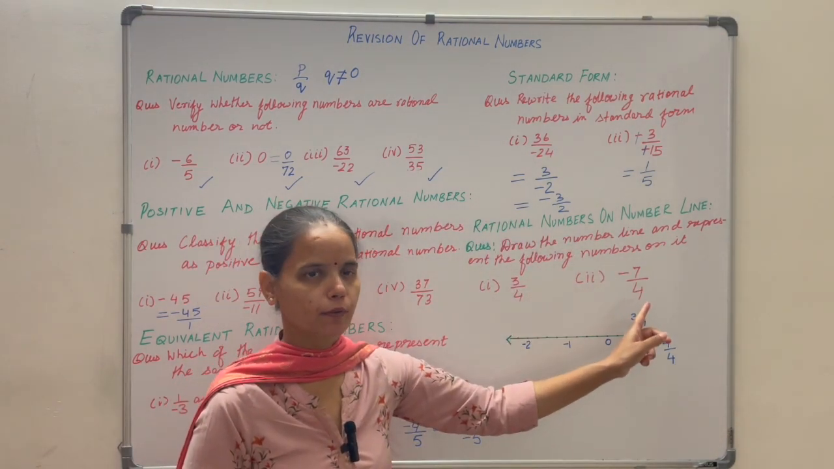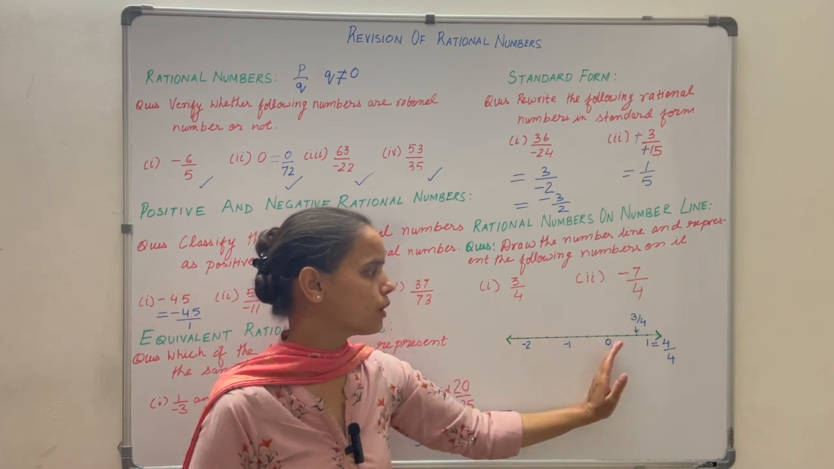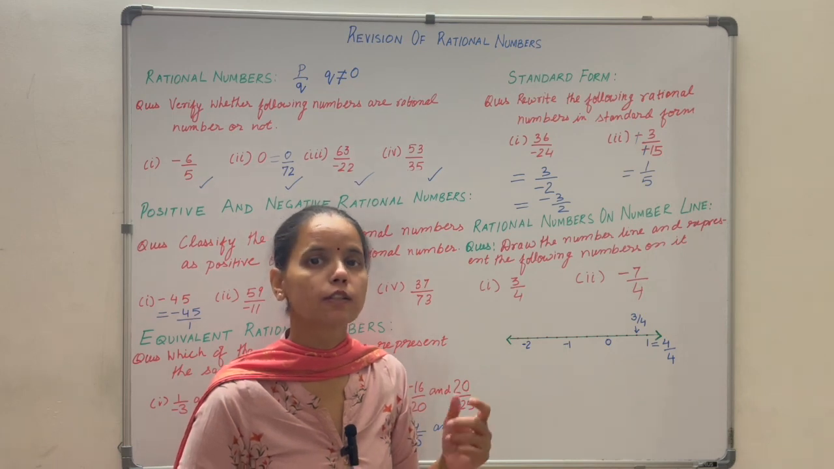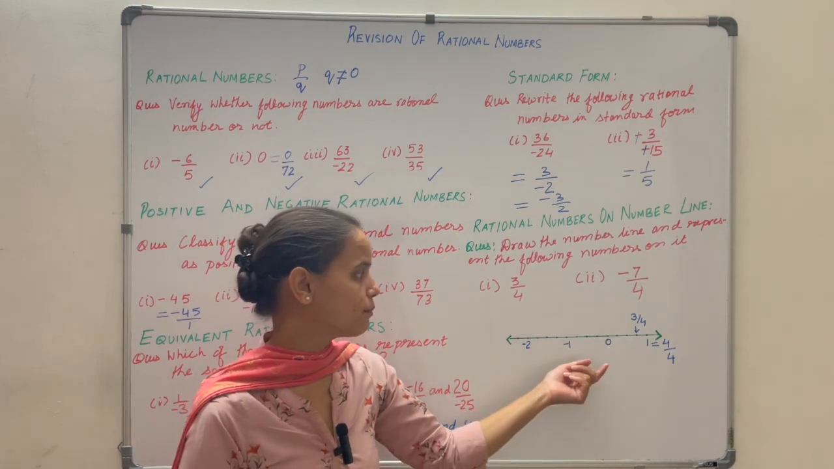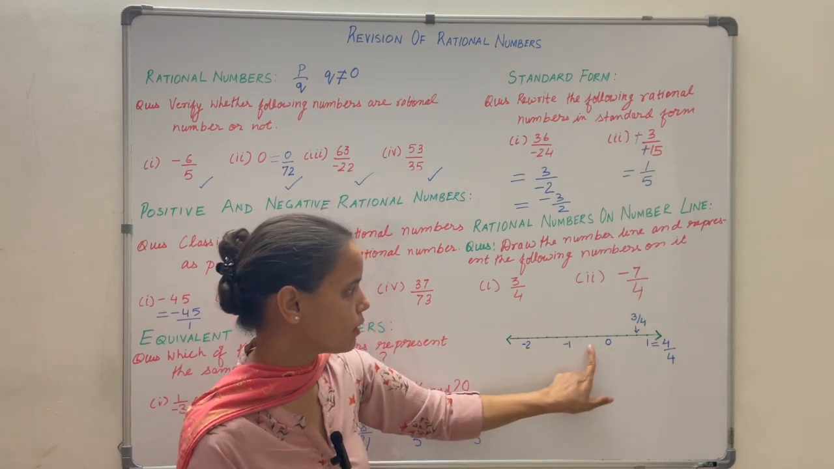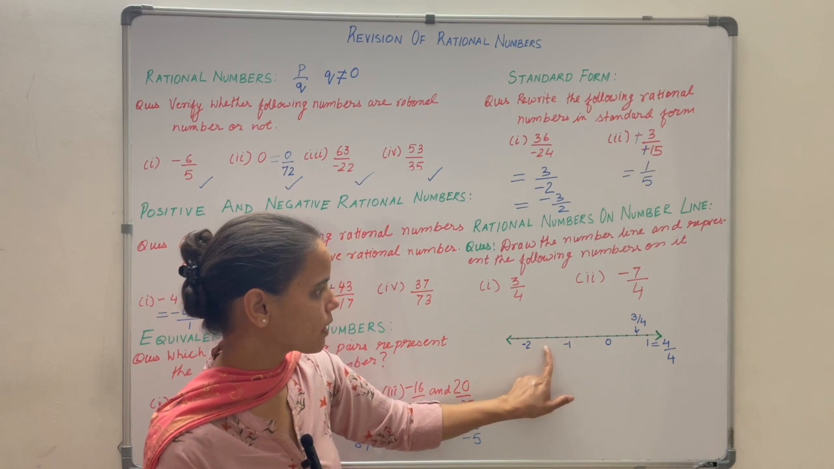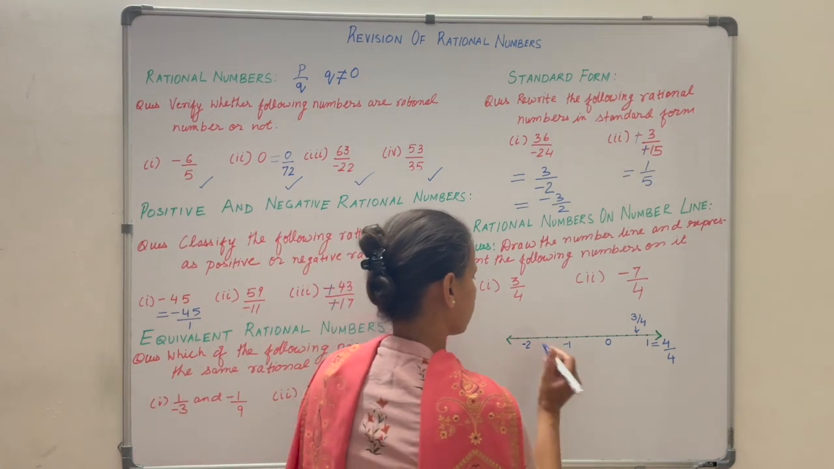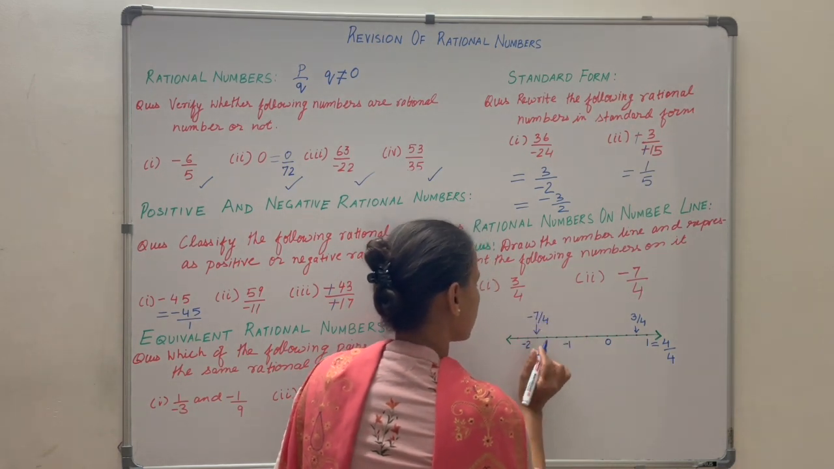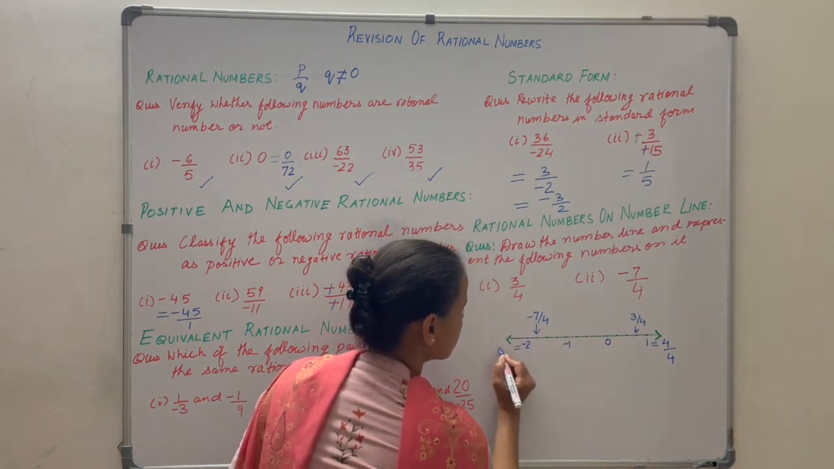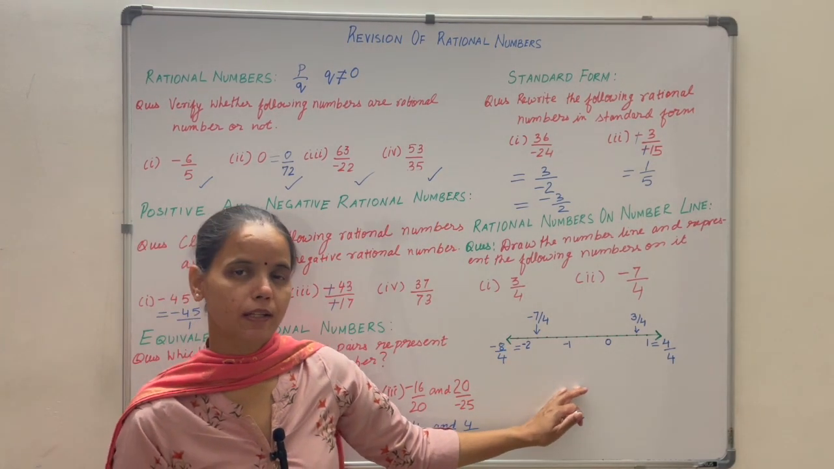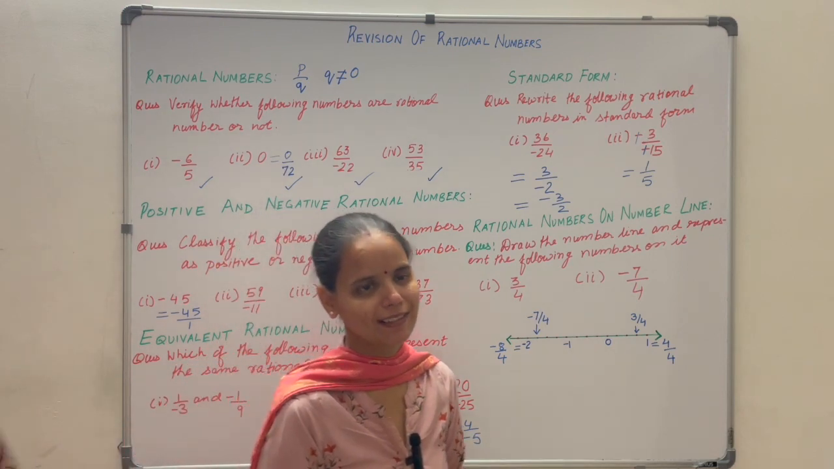Now minus 7 by 4. Here this is minus, so it is towards the left hand side of the 0. The denominator tells how many divisions for one unit. For one unit you have made 4 divisions. And how far is it from 0? 7 units. So 1, 2, 3, 4, 5, 6, 7. So it lies here. So this is your minus 7 by 4. Minus 2 is equal to minus 8 by 4. So like this, you can represent rational numbers on the number line.